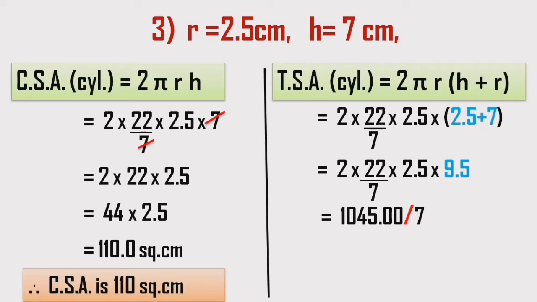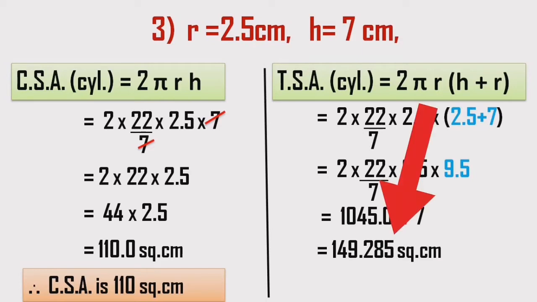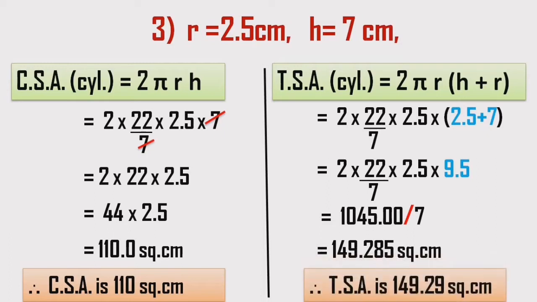That makes my answer 1045 divided by 7. The moment you divide this 1045 by 7, we get the answer 149.285 and it keeps on going. So we will stop at the third digit. Now observe, the third digit is 5. If you get the number 5 or more than 5, then you have to add 1 to the previous digit. And that makes my answer 149.29 square centimeter. And in this way, we have calculated the TSA of the cylinder also.